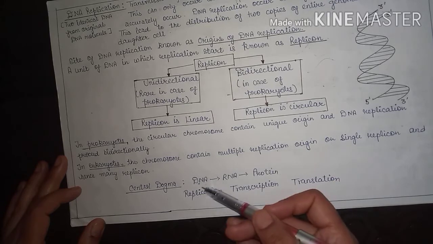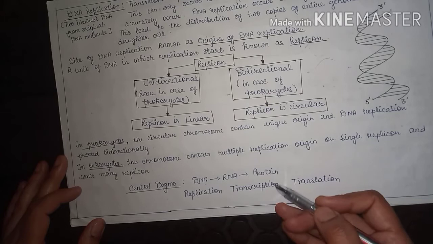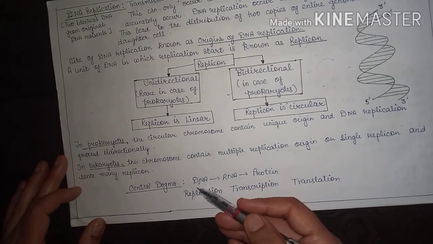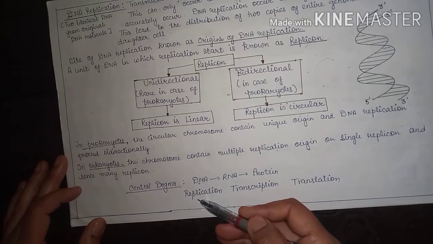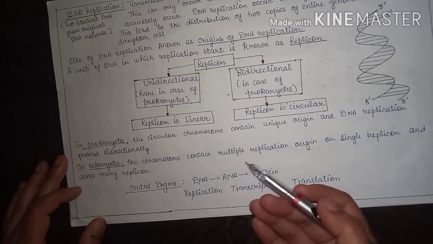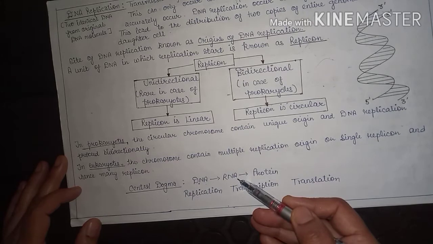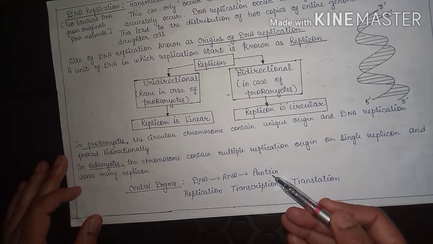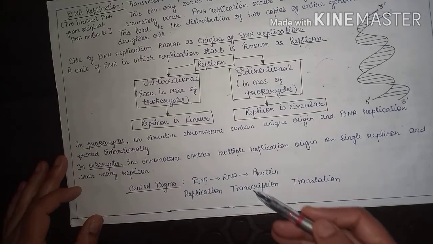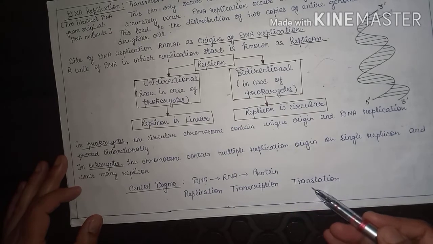So what is the fate of this DNA? Why does this DNA divide? It divides to produce DNA, and the DNA leads to the formation of protein. DNA is formed by replication, and the daughter DNA leads to the formation of RNA, which is the transcript, and the transcript leads to the formation of protein. DNA is produced by the process of replication, RNA by the process of transcription, and protein by the process of translation.